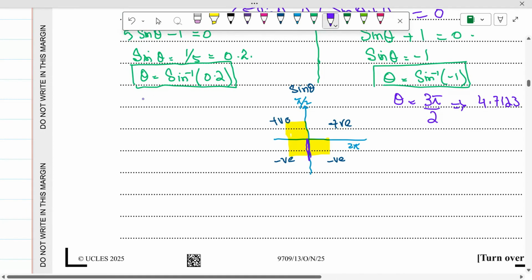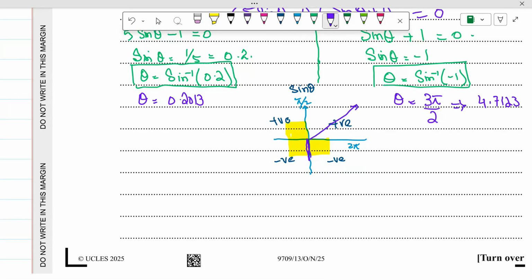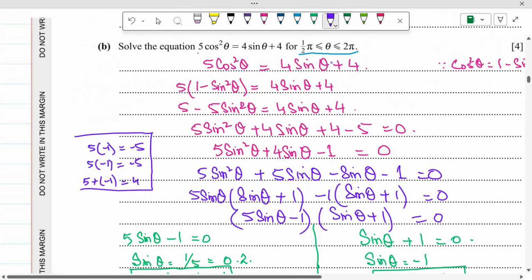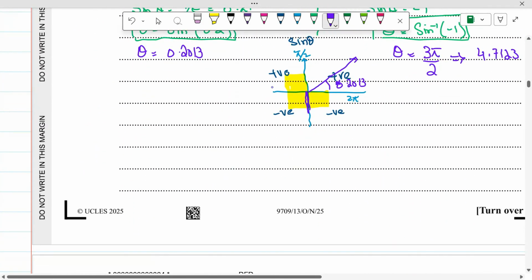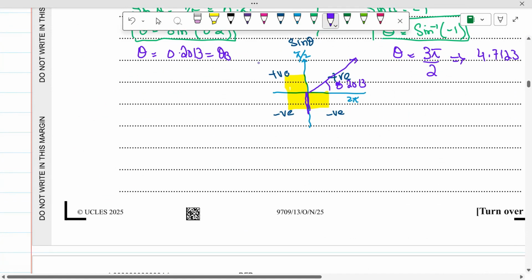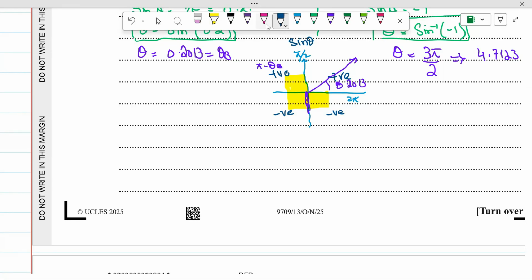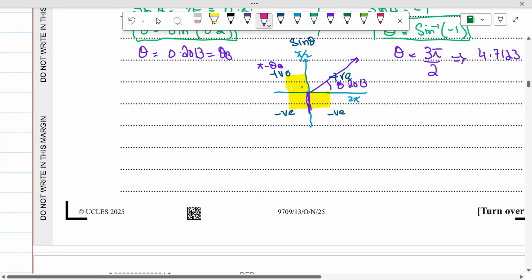Now let's find out the other value. When we use the calculator, we will get theta is equal to 0.2013, and this angle belongs to the first quadrant, which does not satisfy the given range. And this angle is also the base angle. So if we want to find the angle in the second quadrant, we will use the formula pi minus base angle. So we can use this information to find the angle in the second quadrant.